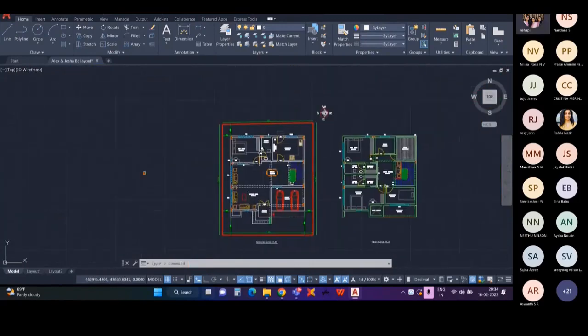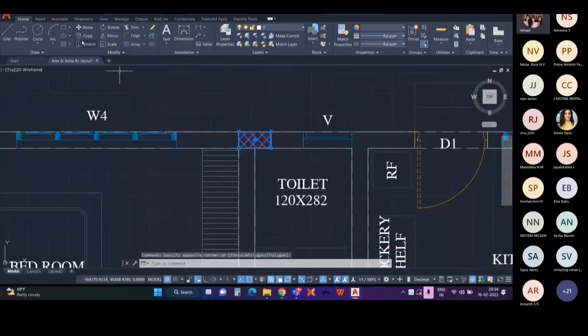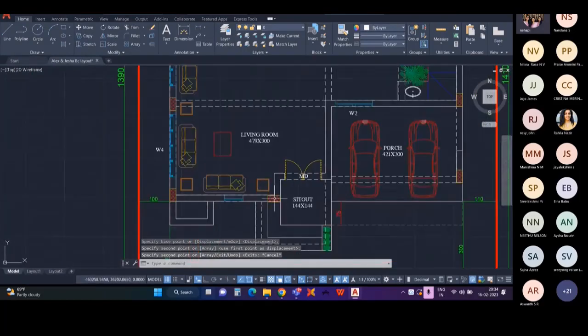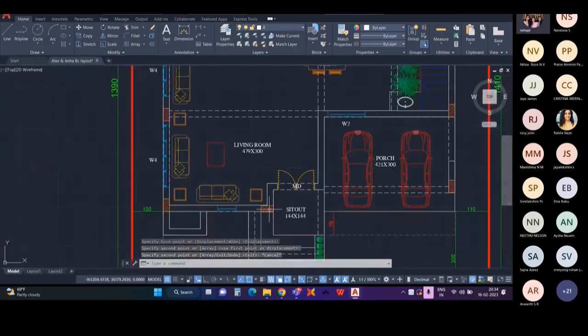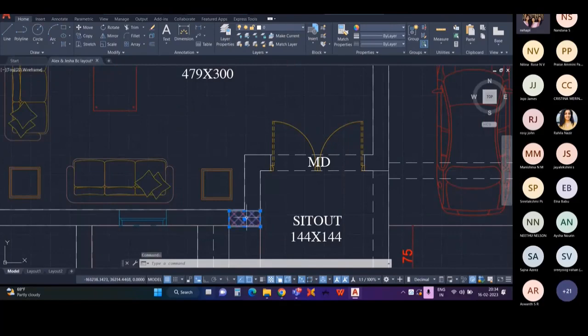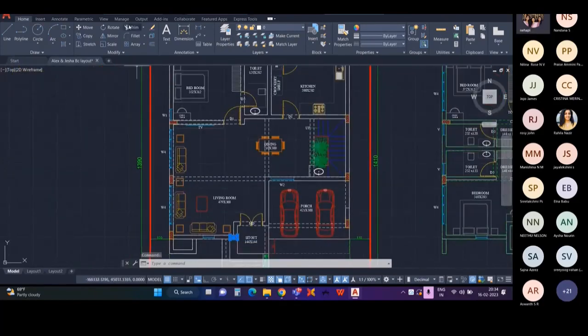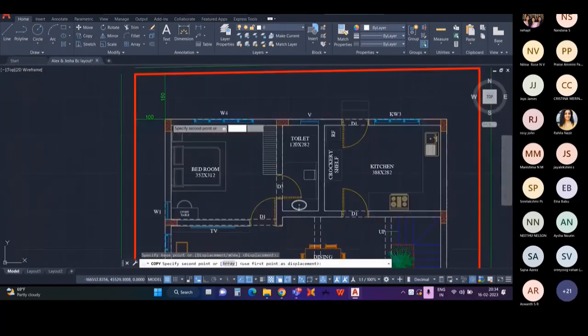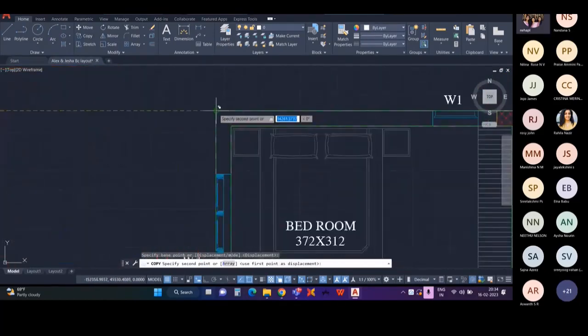So we can copy a column, 20 by 40 column, and we can paste it at the ground floor. Okay, I have pasted a column. I have placed a column at this portion. And now we can check whether the column which I have placed in the ground floor is okay for the first floor too. So for that, I will be copying with the base point. I'll be pasting here.